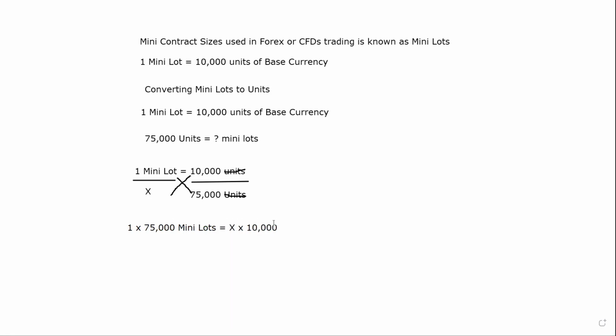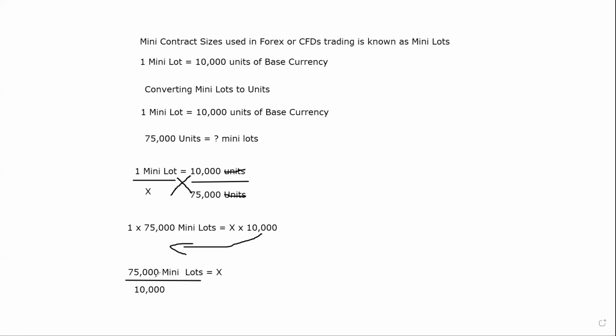All right. So what we're going to do, we have to figure out the value of x. So we're going to move 10,000 from here to here, and it will be divided. Okay, so it's simple. We're just going to place it. So 1 into 75 is 75,000 mini lots. Okay. And we're going to place x here. All right. And here we're going to place 10,000 in the denominator. Okay. And we will figure out the value of 10,000.